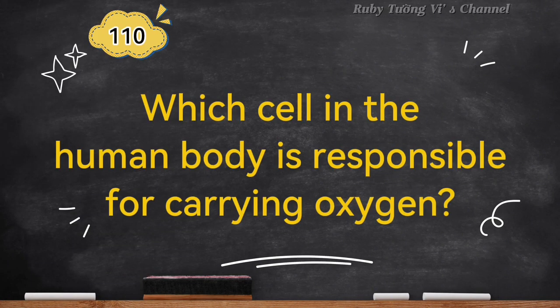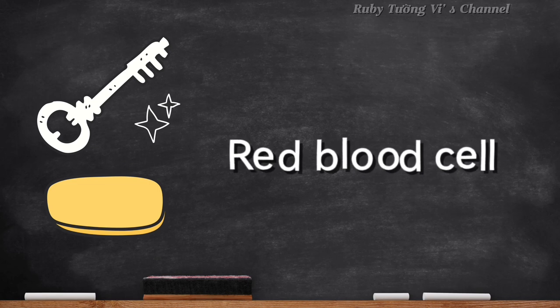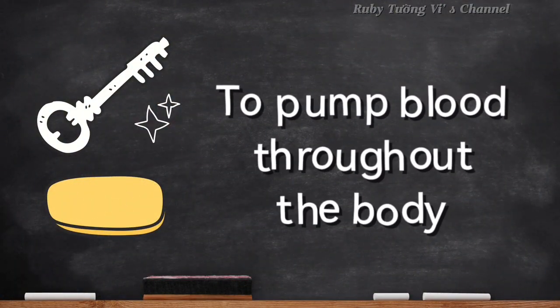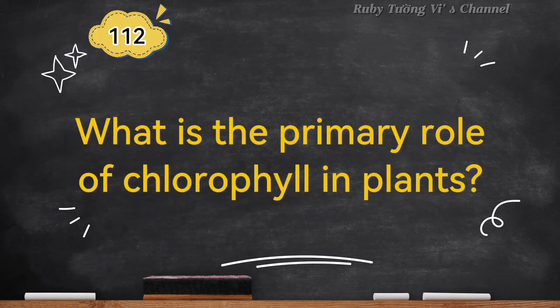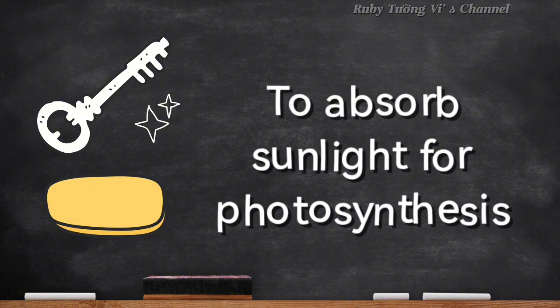Which cell in the human body is responsible for carrying oxygen? Red blood cell. What is the main function of the heart? To pump blood throughout the body. What is the primary role of chlorophyll in plants? To absorb sunlight for photosynthesis.